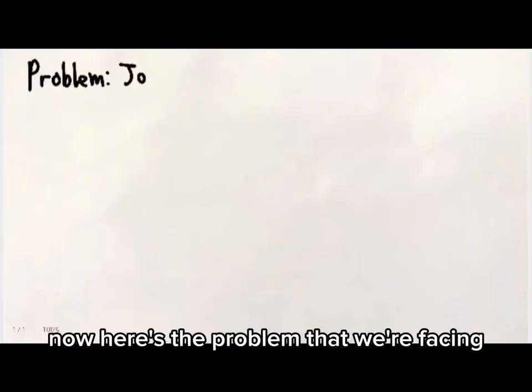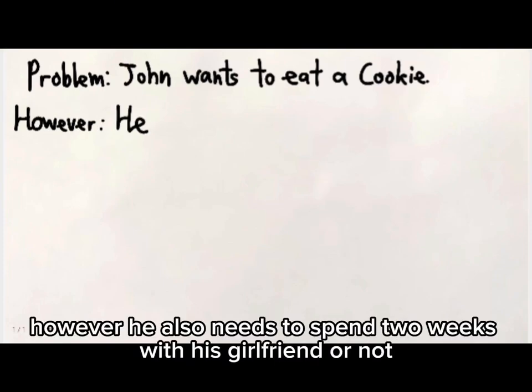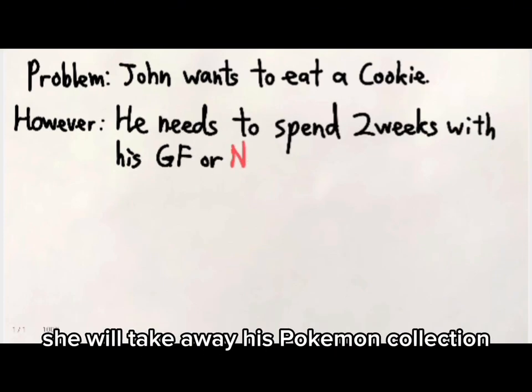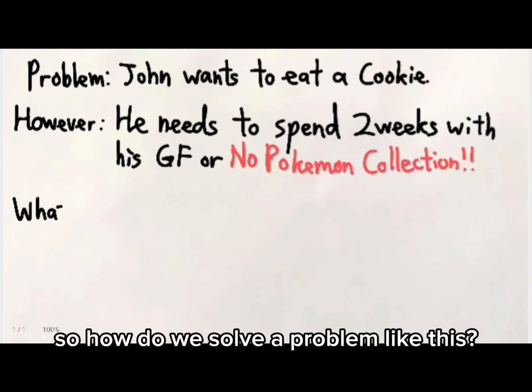Now here's the problem that we're facing. John wants to eat a cookie. However, he also needs to spend 2 weeks with his girlfriend, or else she will take away his Pokemon collection, which is not good. So how do we solve a problem like this?